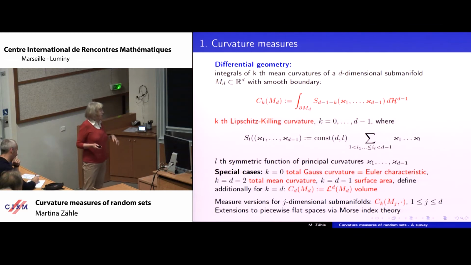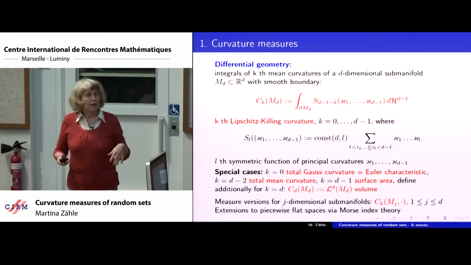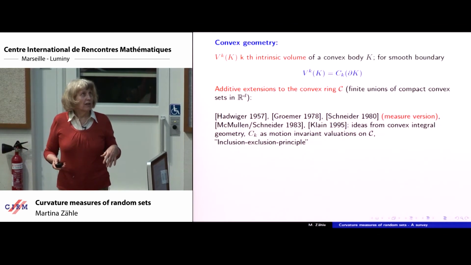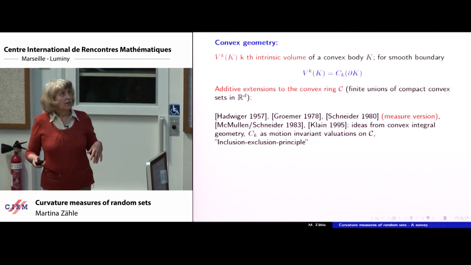There are extensions to so-called piecewise flat spaces or piecewise smooth spaces via certain Morse index theory in an algebraic context, but I will not concern this here in detail because this is another field in a sense. I will mention only some papers in the next part. So let's turn to the convex case.